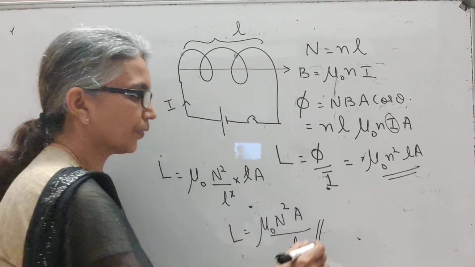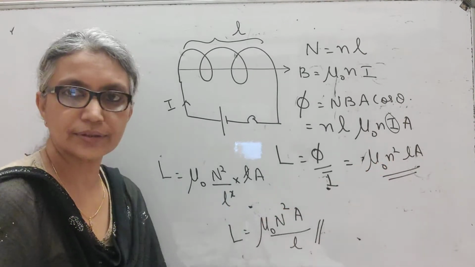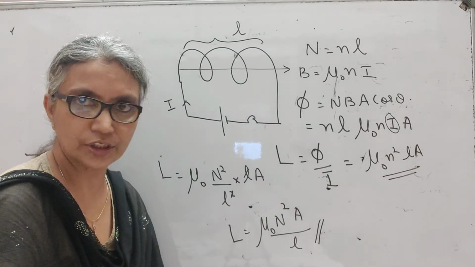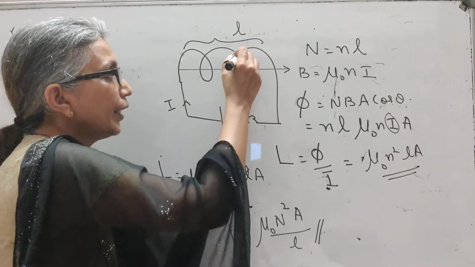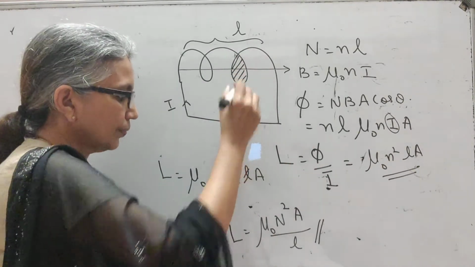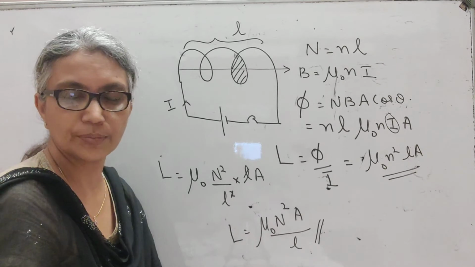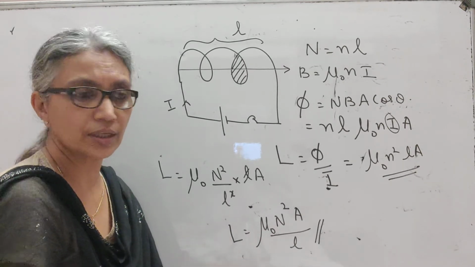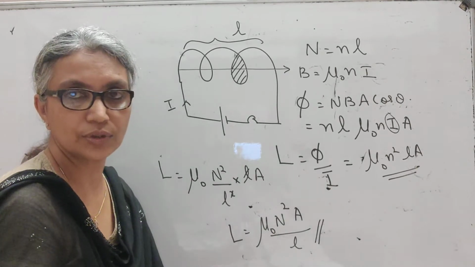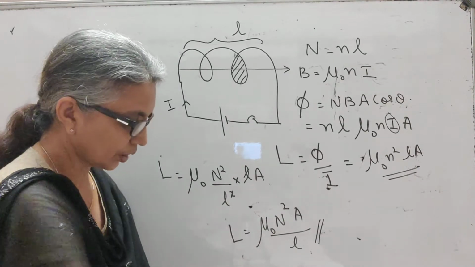This is also okay. Now here small n stands for the number of turns in unit length. L is the total length of the solenoid, and A is the area of cross section. This is in terms of total number of turns. So this is the expression for self-inductance given in Henry. SI unit is Henry.